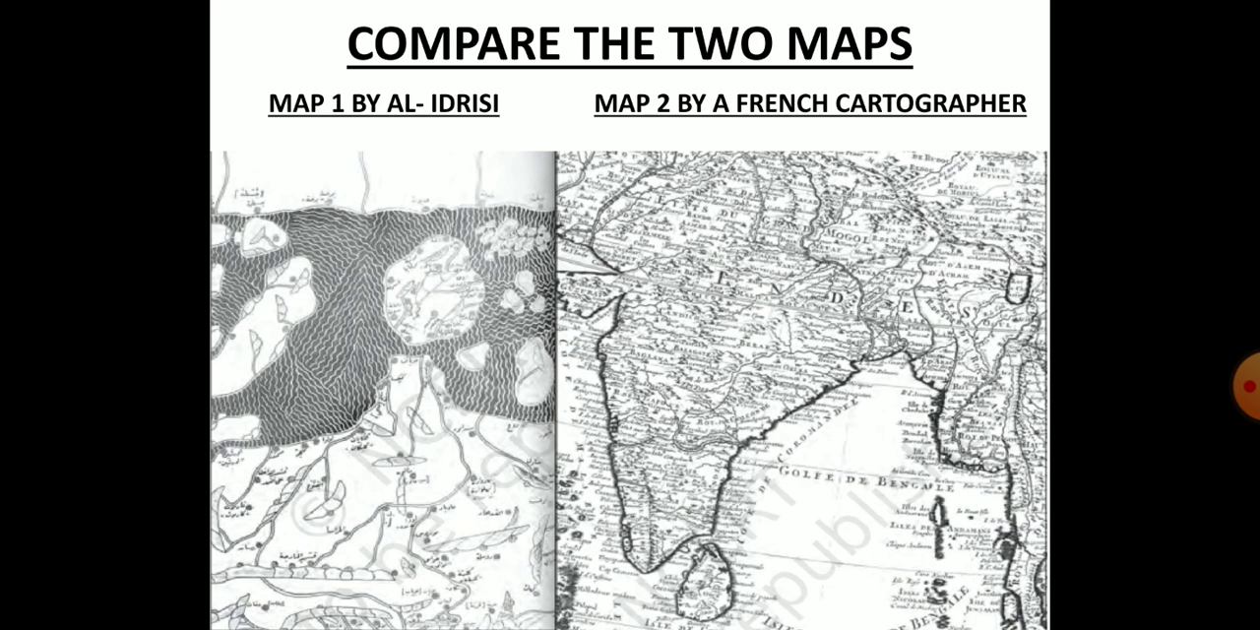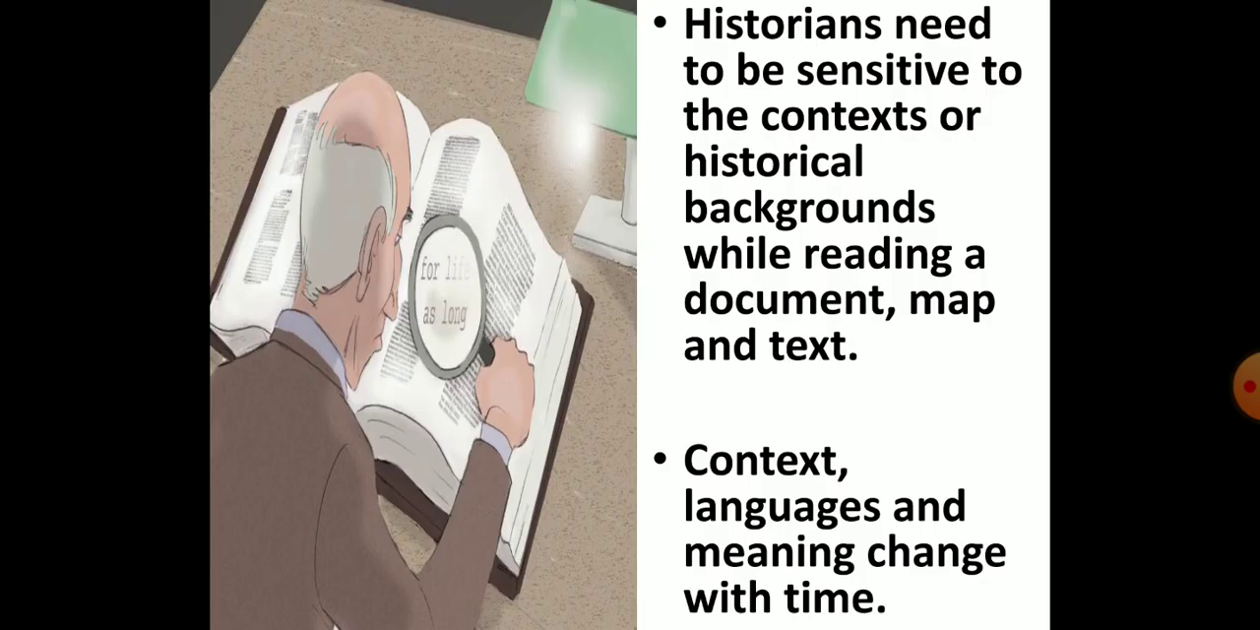While map 2 seems more familiar to us, as during that time information about the subcontinent had changed considerably. The comparison also shows that the science of cartography also differed in the two periods. Therefore, historians need to be sensitive to the context or the historical background while reading a document, map, and text. Not only the context changes with time, but the languages and meaning too.